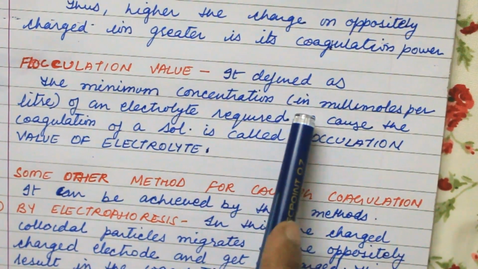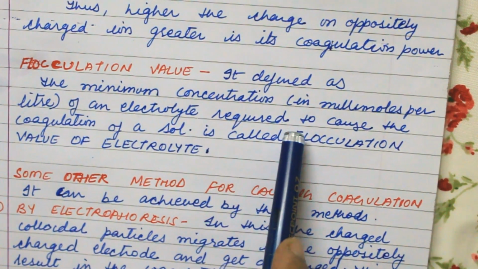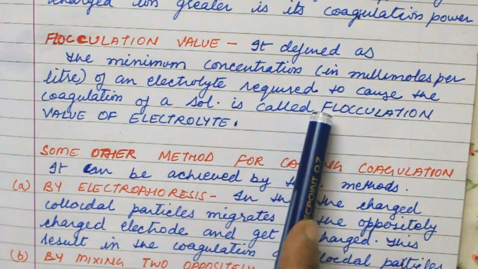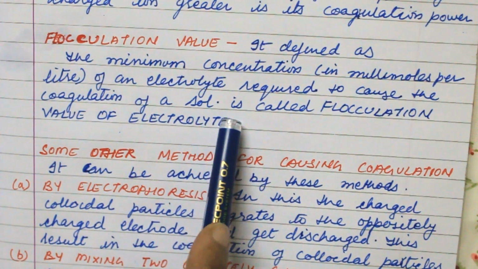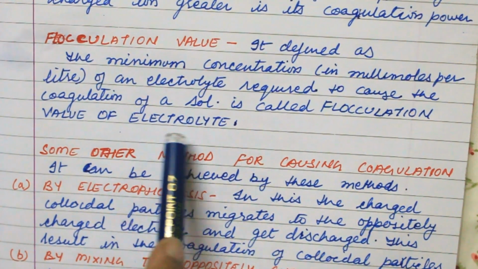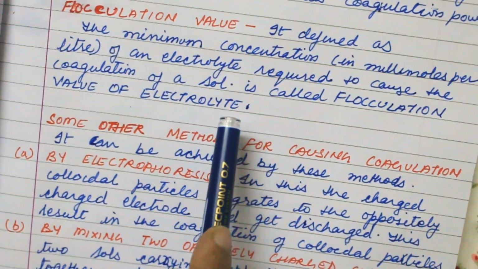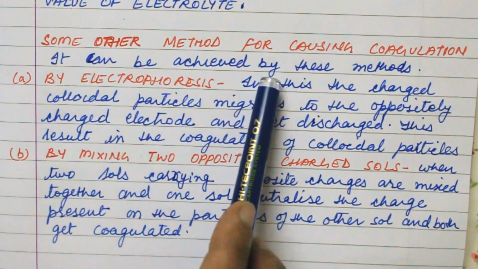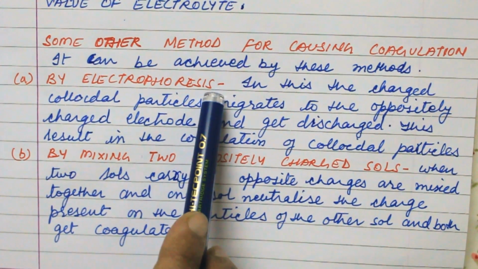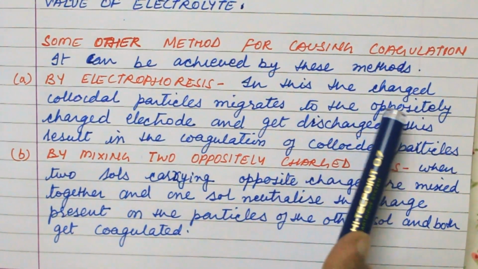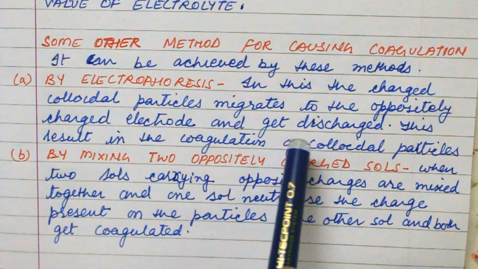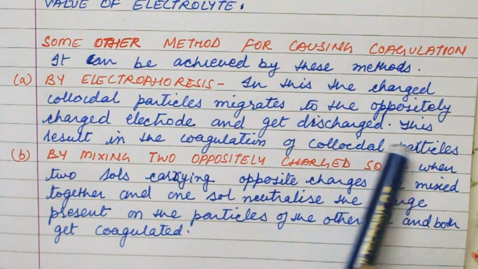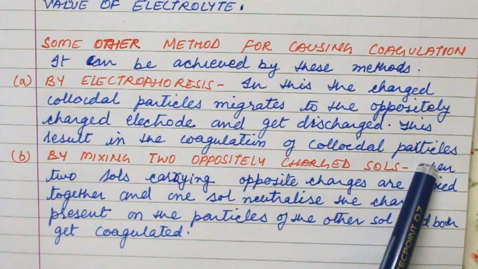Flocculation value is defined as the minimum concentration, in millimoles per liter, of an electrolyte required to cause the coagulation of a sol. Some other methods of causing coagulation are as follows. First is electrophoresis. In this, the charged colloidal particles migrate to the oppositely charged electrode and get discharged. This results in the coagulation of the colloidal particles.